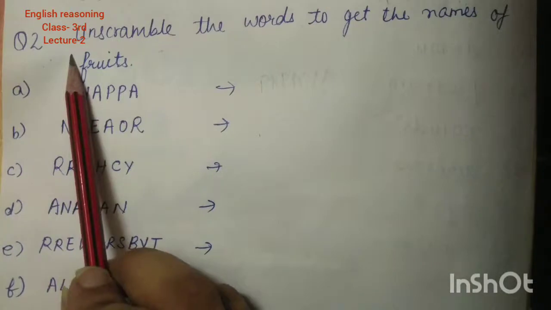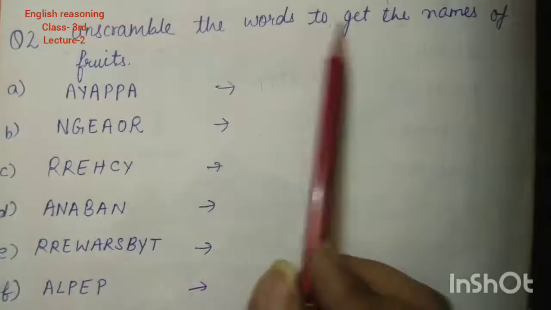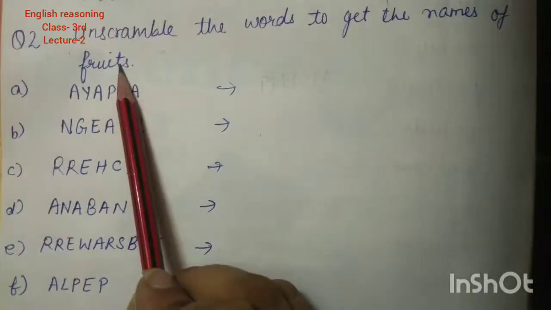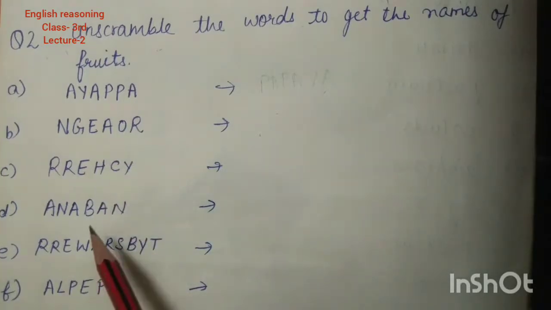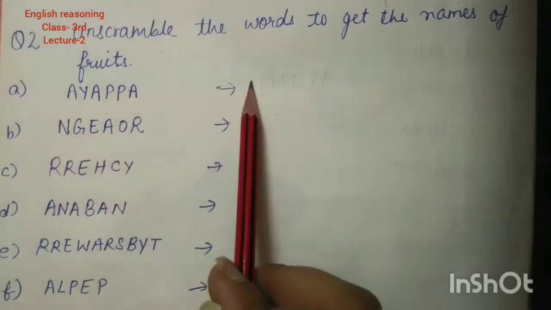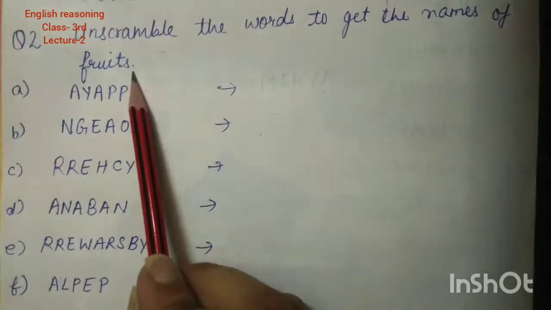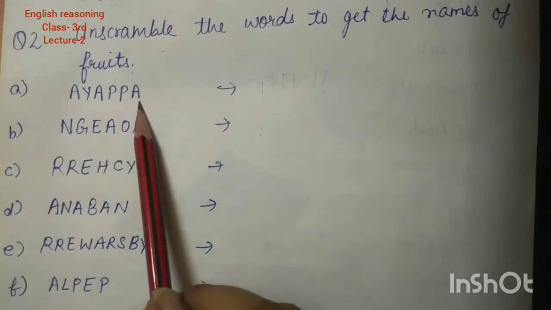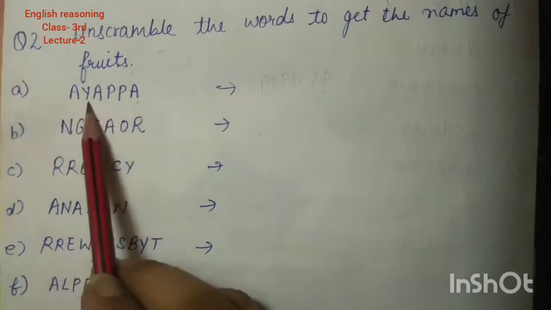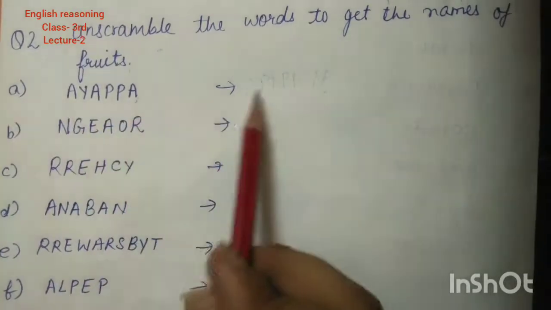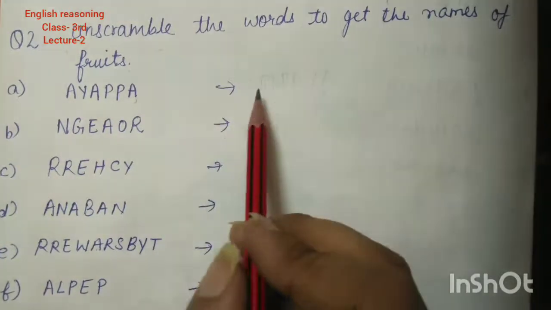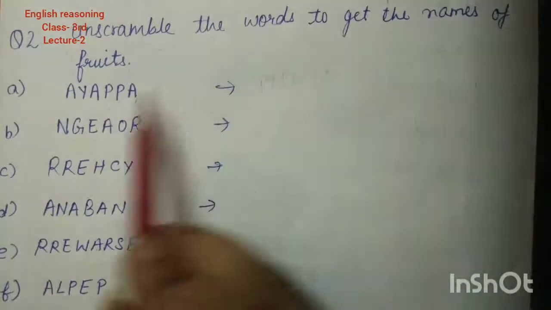Students, now come to question number 2. Unscramble the words to get the name of fruits. We are given some words which are jumbled words, or we can say scrambled words. We have to unscramble them to get the name of a fruit. So let's begin with our first word, AYAPPA. We have to arrange them in such a way so that a fruit name will come out.